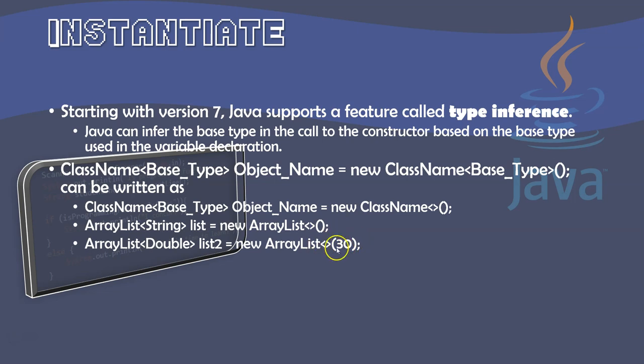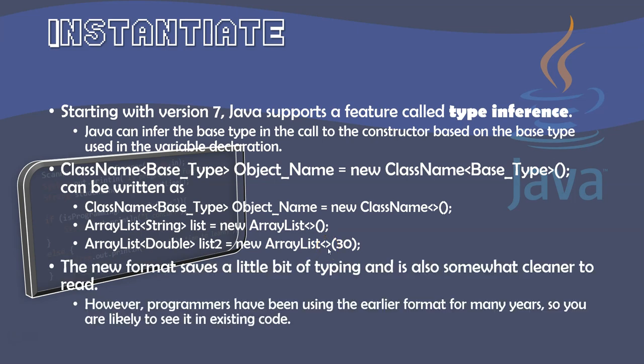And of course here we do specify how big this list is, but that doesn't actually affect the inference. Now, this new format does save us a little bit of typing and is a little bit cleaner to read because we're not seeing the extra string kind of thrown in there. However, many people have been using that previous format, so you're very likely to see that in existing code if you ever come across it.